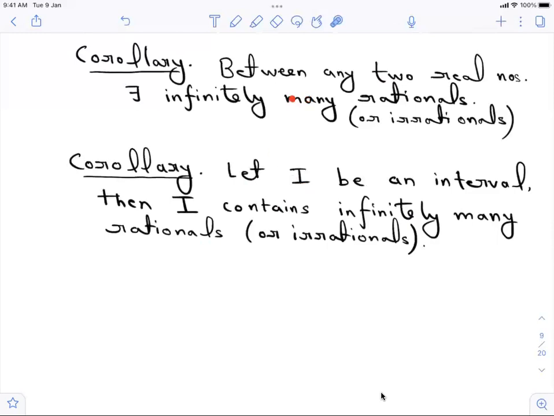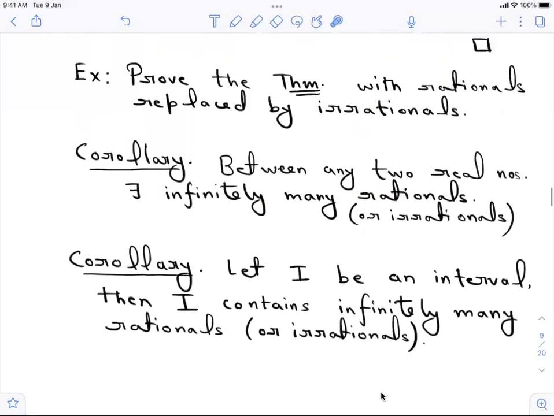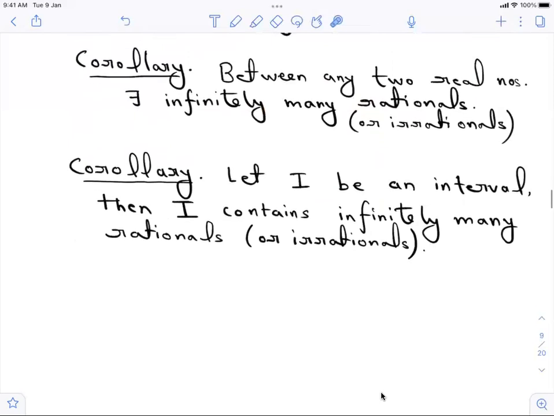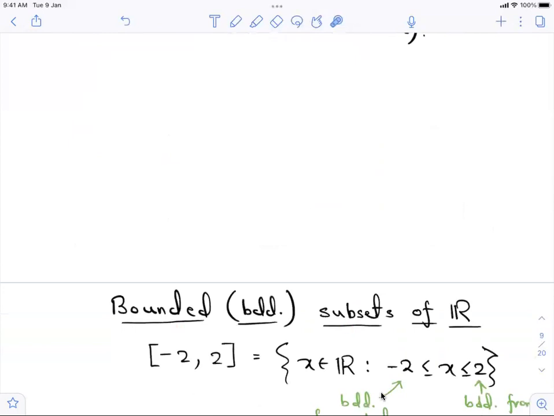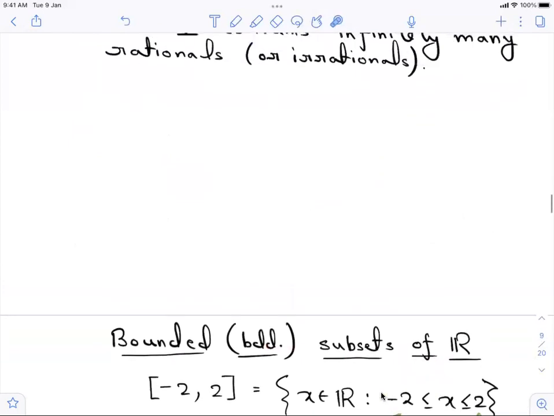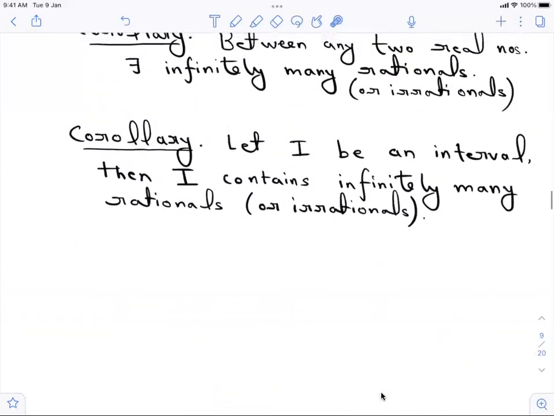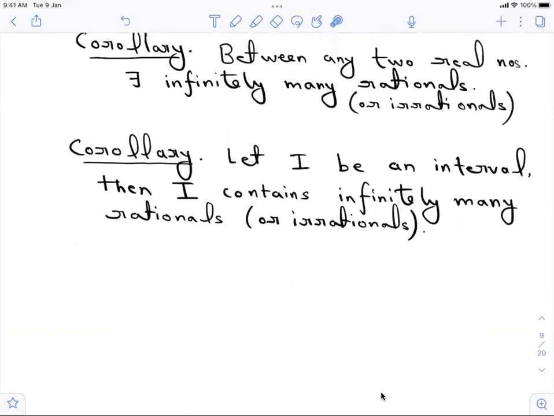This is really easy to prove once you know this result. So think about this, and that'll be it for this class. Next class, we'll start talking about bounded subsets of R. We've already seen some bounded intervals, but we'll do some general study on bounded subsets and see what that leads us to. Okay, so that will be it.